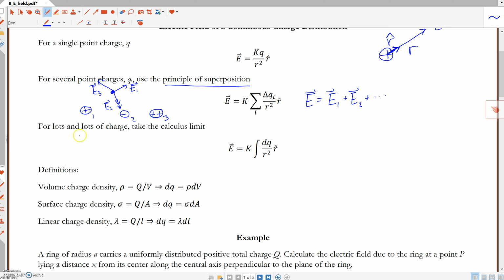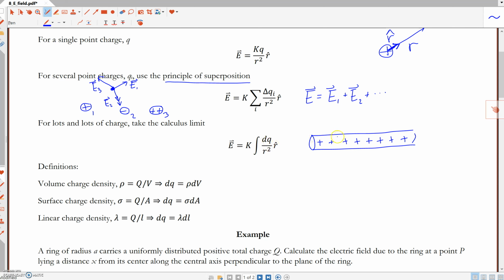But now let's say we have lots and lots of charge. Well, we're going to take the calculus limit, where instead of this delta Q, each of these is a delta Q, I'm going to make them smaller and smaller and call that a dQ. For example, let's say I have a rod that I charged with fur, like a plastic rod, rubber rod, and there's a continuous charge distribution on it. It's uniform, so it's spread out evenly throughout it. What this dQ means is basically I take a little piece of this rod, and the amount of charge on that little piece we call dQ.